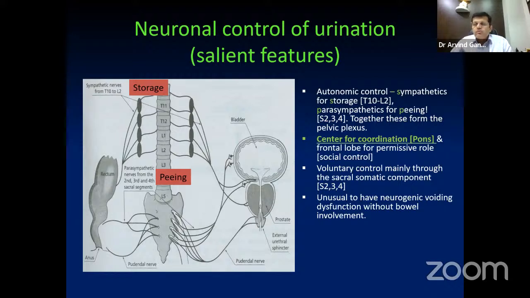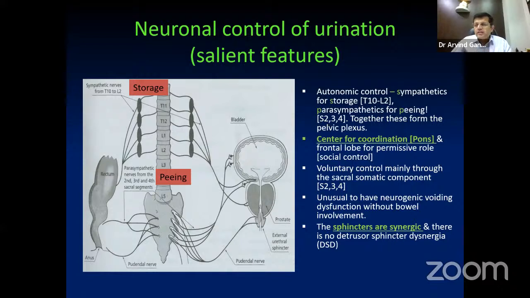It is unusual to have a neurogenic voiding dysfunction without a bowel involvement. Now this statement is very important, and the reason is that most of the bowel involvement occurs because of all these 3 sympathetic nerves and the parasympathetic nerves. So one of the important points that you need to ask in the history during the examination whenever you are suspecting a neurogenic bladder is whether the patient is having any bowel involvement or bowel dysfunction. That may give an indication that actually the patient is having a neurogenic bladder.